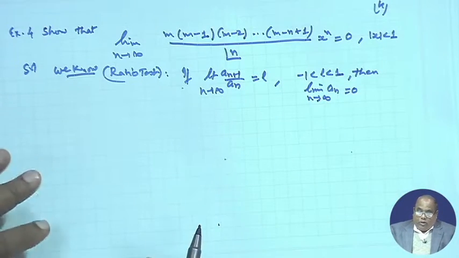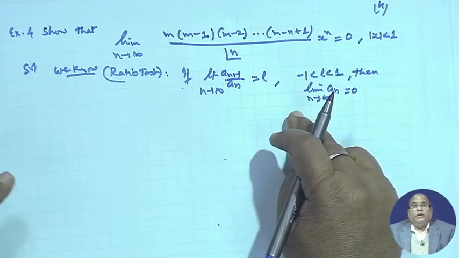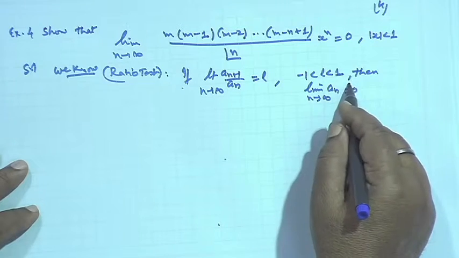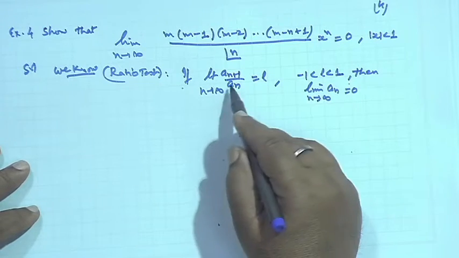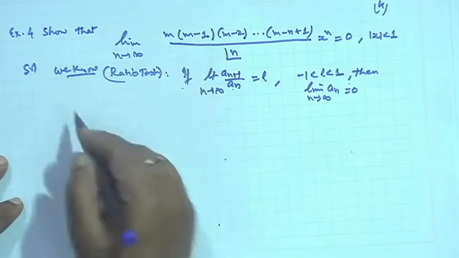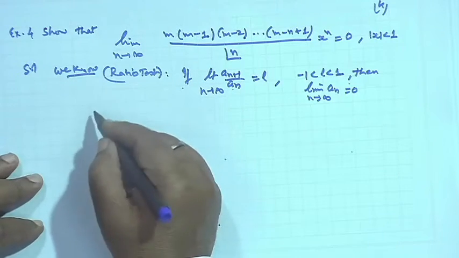The result is: if a_n is a sequence of real numbers, whether positive or negative, and the limit of the ratio a_(n+1)/a_n is a number L which lies between minus 1 and plus 1, then the limit of the sequence a_n must be 0. So, using this, let us see what our a_n is here.